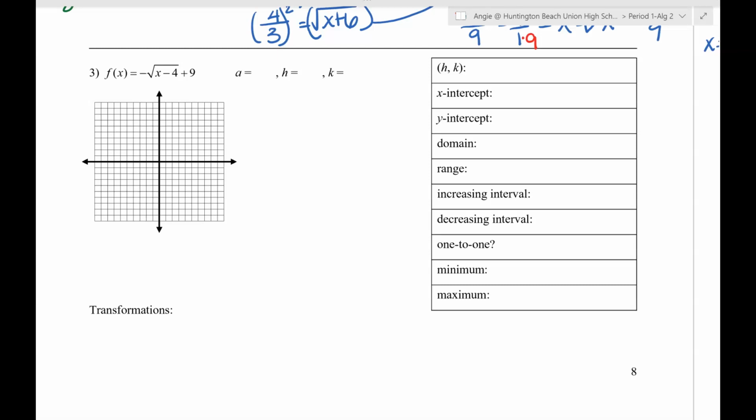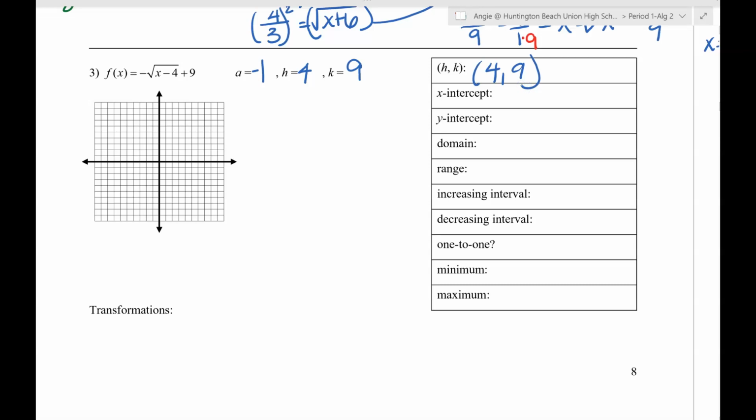Example 3, here we go. F of x equals negative square root of x minus 4 plus 9. And again, let's identify a, h, and k. A is in front of the square root, so that's negative 1. H is inside, so that's going to be a positive 4. Yes, it's opposite of what you think. So that's what happens when it comes to h. Now k is not the opposite. K is the same exact value. So immediately, let's state h and k: 4, 9.